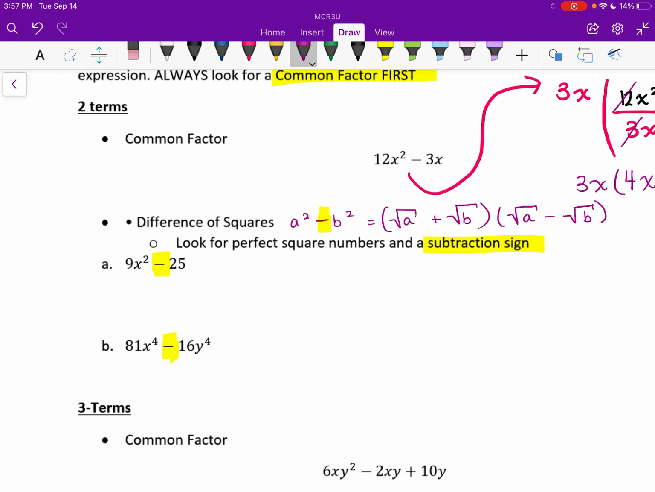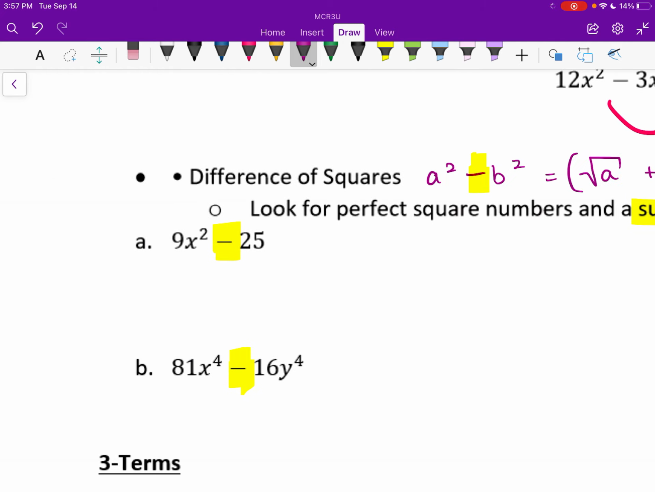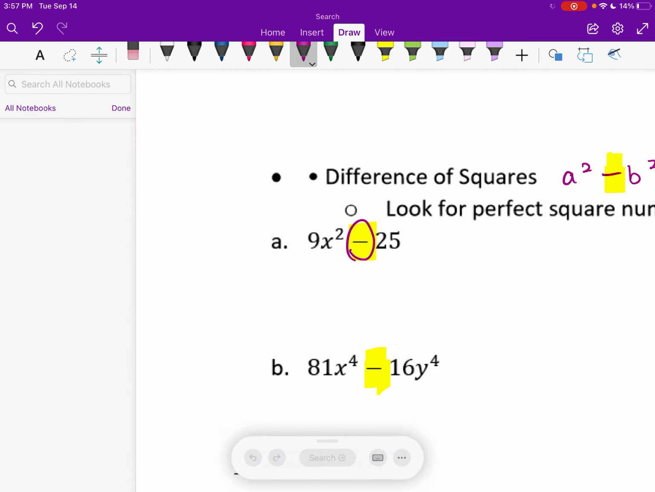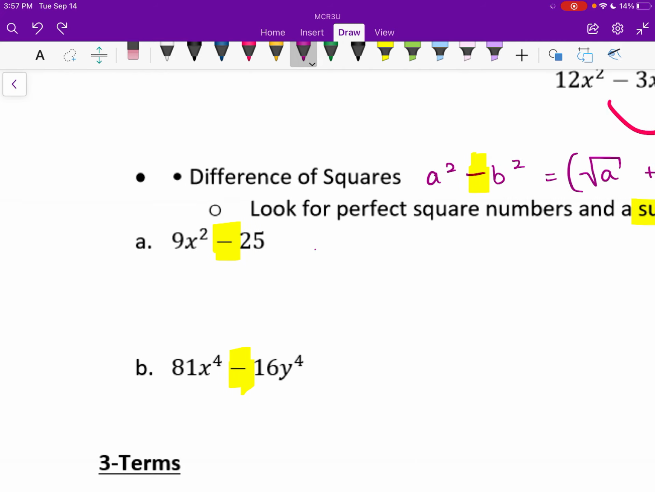So let's do the first one. We have 9x squared here minus 25. It's a minus, so I know I can use my difference of squares rule, right? So let's go here and do that. I'm going to do the square root of 9x squared minus the square root of 25.